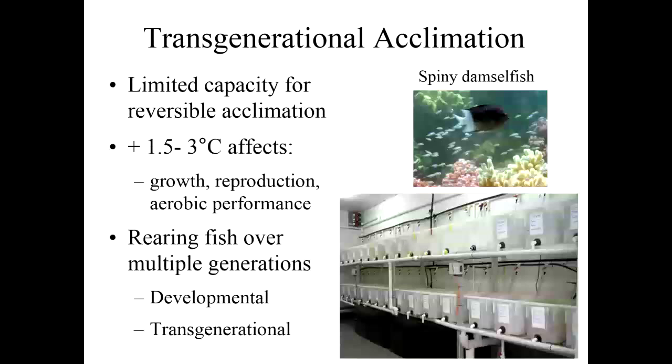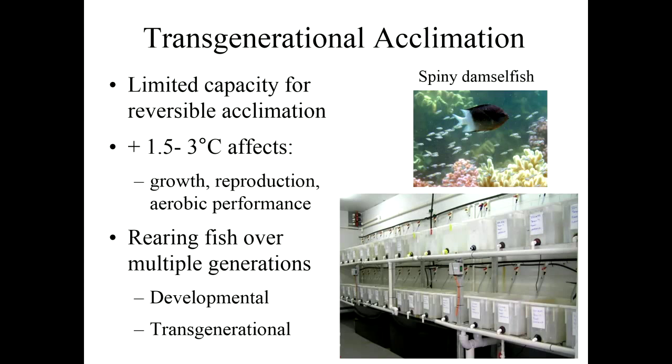So we've been interested in transgenerational acclimation for a while, and this is some work that Jenny Donaldson really pioneered with the spiny damselfish going back a few years now. And she demonstrated that there's really limited capacity for reversible acclimation in this fish. If you expose these fish to 1.5 to 3 degrees higher than the average summer temperatures that they experience now, there are declines in growth, reproduction, and aerobic performance. And it doesn't matter how long you hold them for at those elevated temperatures, they don't improve. There's no acclimation within a generation.